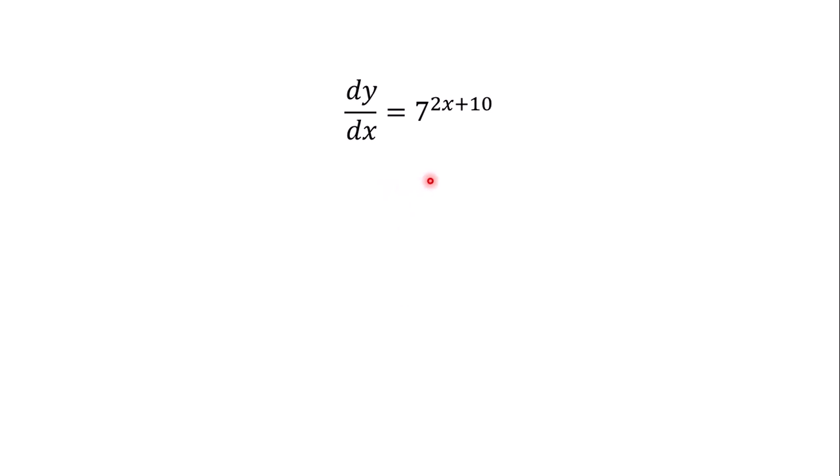Hey, cool! We've gotten what we integrated the other time. That is 7 raised to the power 2x plus 10. That is what we integrated. You remember? I told you that differentiation and integration move together. If you differentiate something and get an answer, when you integrate that answer you had, it should give you back your something.